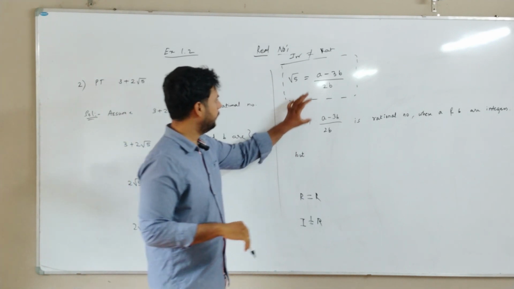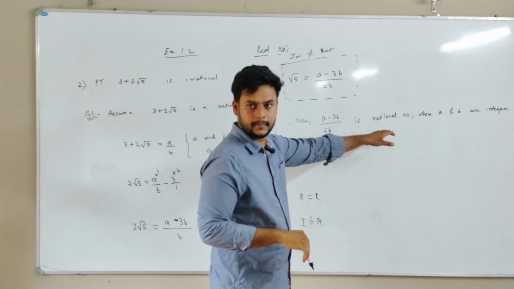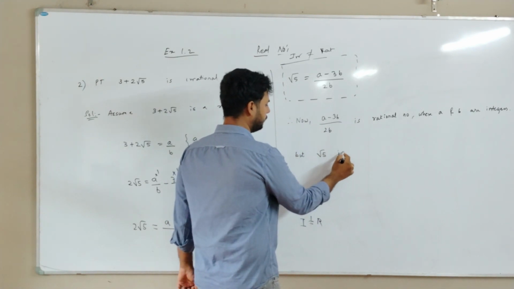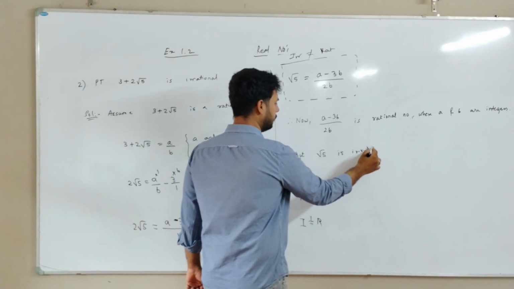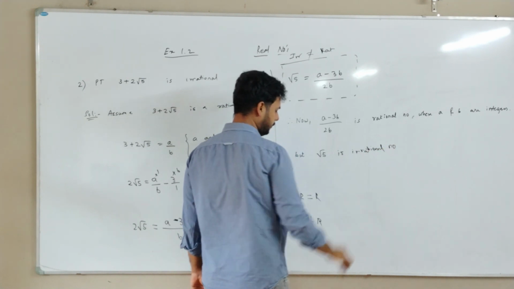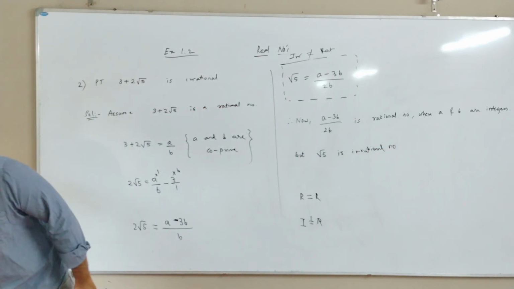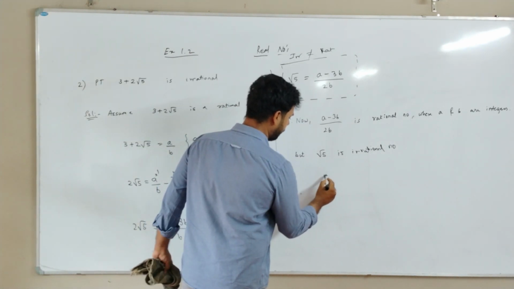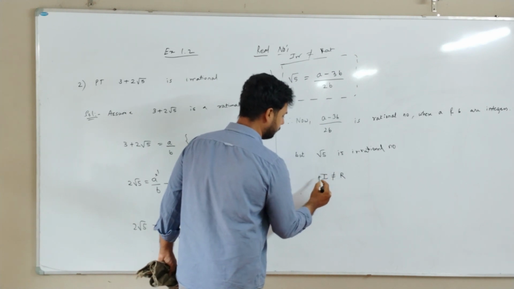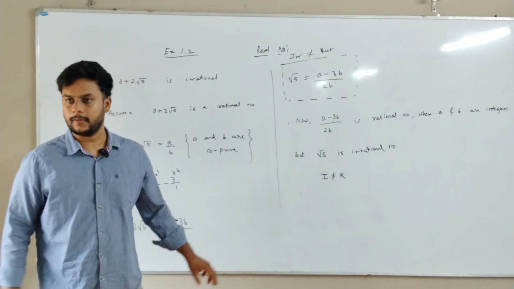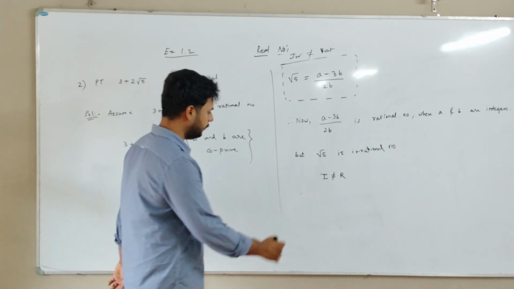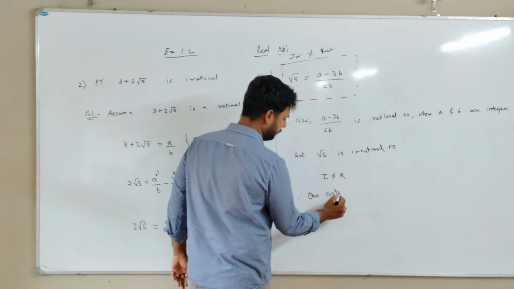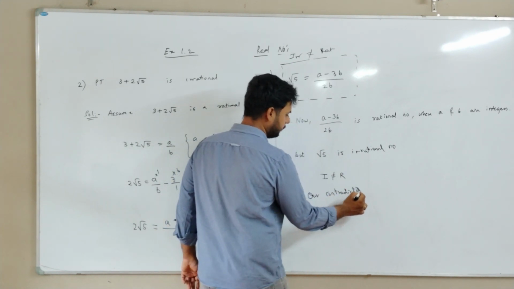On one side, a minus 3b by 2b is a rational number, where a and b are integers. But root 5 is an irrational number. Therefore, an irrational number cannot be equated to a rational number. So what happened? Our assumption is wrong.